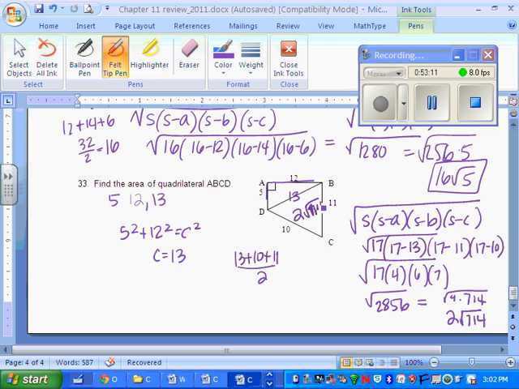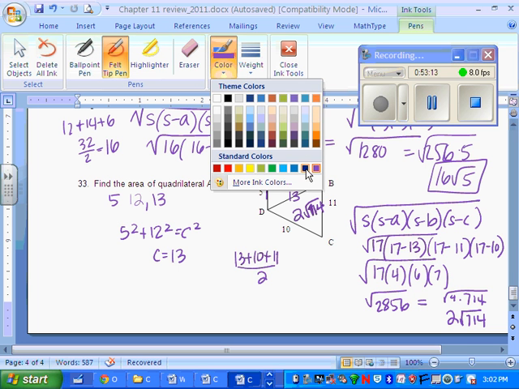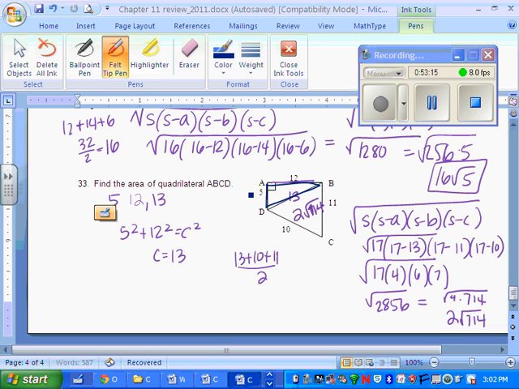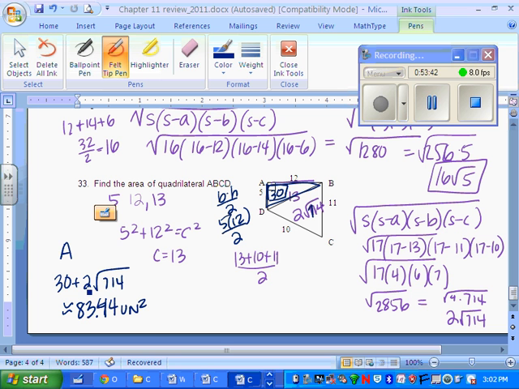And I'm going to add my base times height divided by 2. So for this triangle, I can do base times height divided by 2, which is 5 times 12 all over 2. We have 30 for this one. And we have 2 root 714 for that one. So 30 plus 2 root 714 is going to be my area of the whole thing. If I put it in my calculator, I get approximately 83.44 units squared.